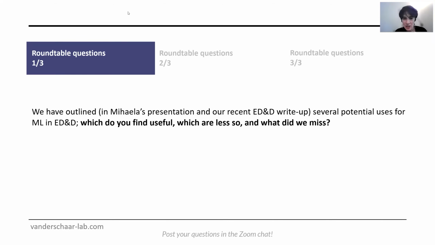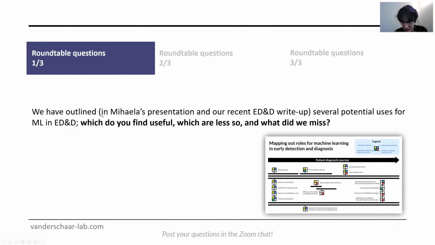Yes. Brilliant. So I have outlined here several potential uses of machine learning in early diagnosis and detection. And I want to ask you which ones you find more useful and which ones you find less so, and what did we miss? And I'd like to start with Tony, with whom I have engaged in the past in quite a lot of conversations about this area. And then I will move to our other panelists.